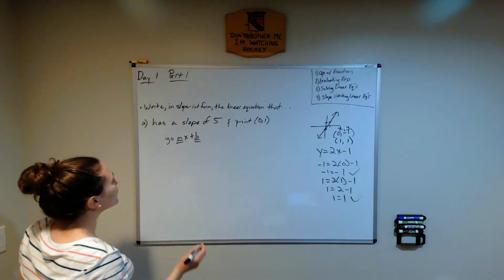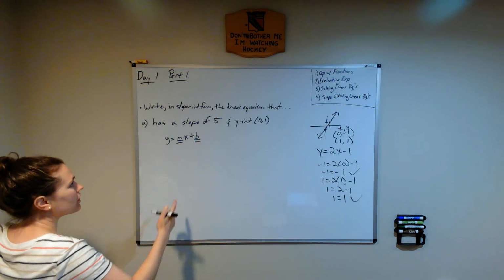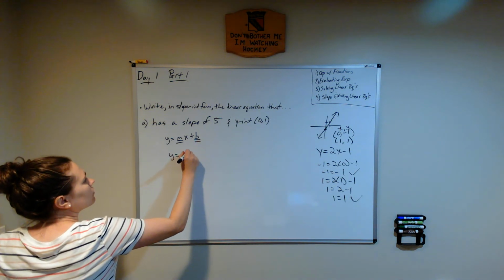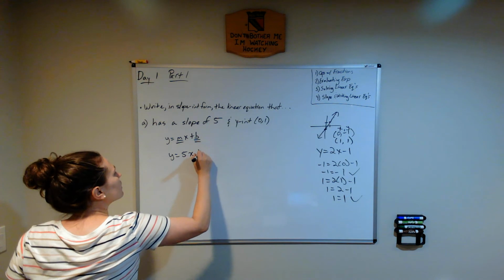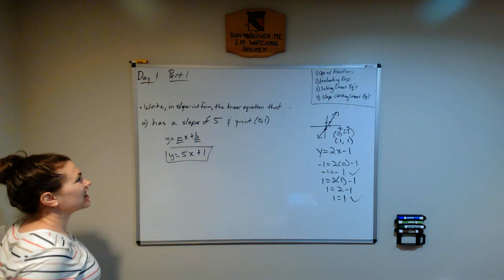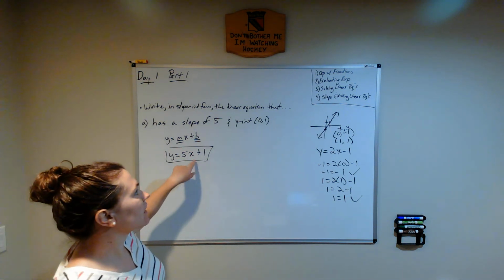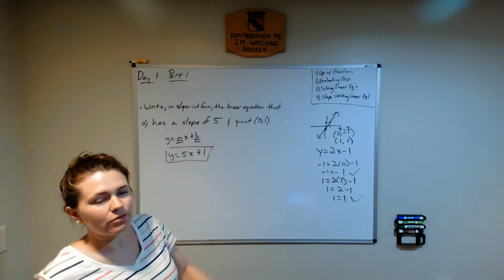So, we need to have the slope and the y-intercept. So for this one, we can just plug it in. We know what the slope is, and we know what the y-intercept is. And it's unique. There's no other line that can have a slope of 5 and have a y-intercept of 1.